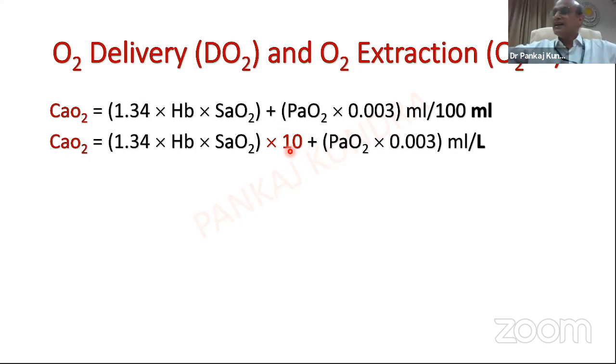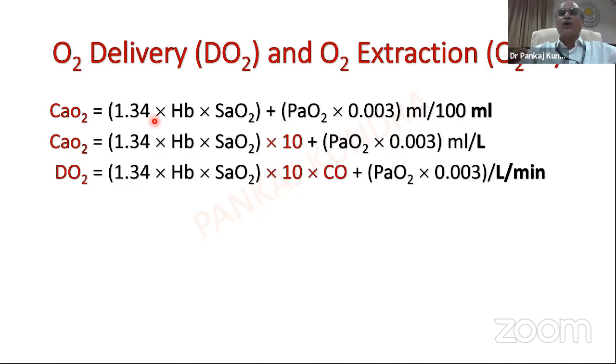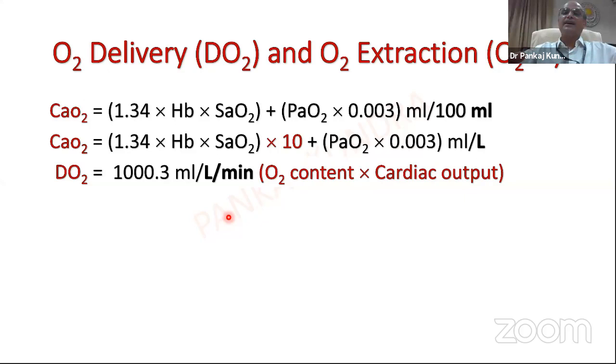So we just got to know what the delivery should be. When the oxygen content is multiplied by cardiac output, you will get the oxygen delivery. If you substitute the values here, 5 liters is the cardiac output, 10 is to make it into liters per minute, hemoglobin is 15, saturation is 97%, that is 0.97, then your oxygen delivery would be 1000 ml or 1 liter, which basically means oxygen content into cardiac output.